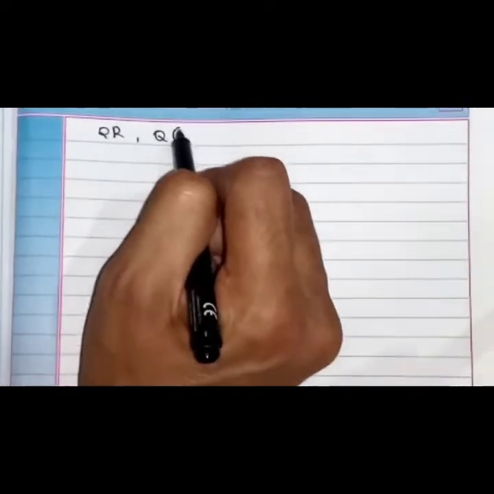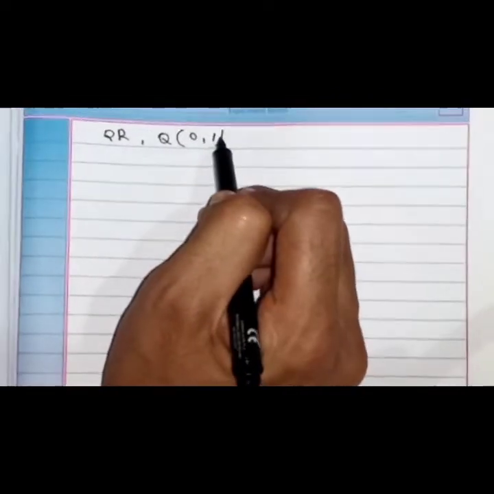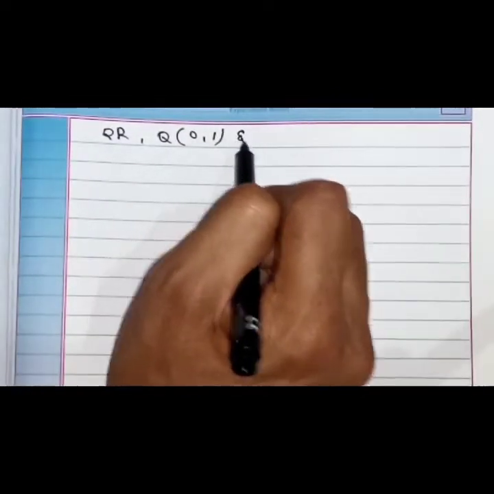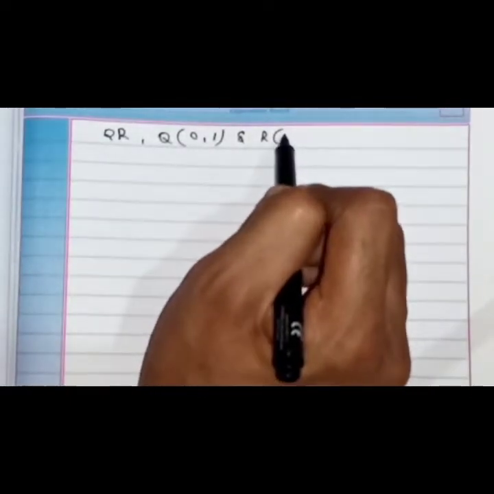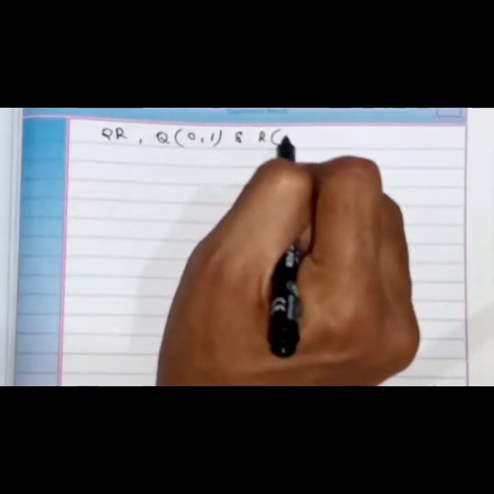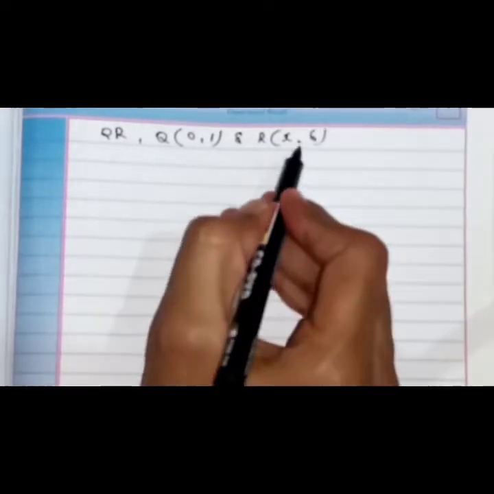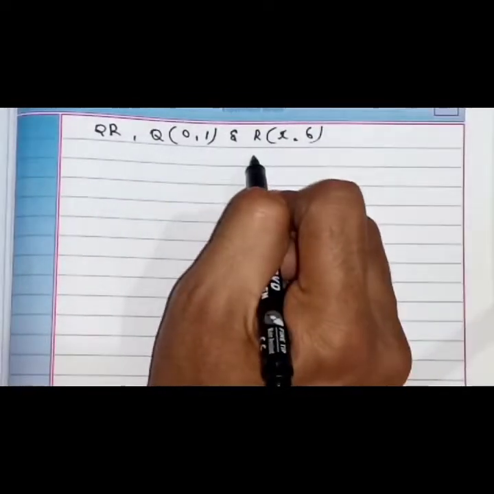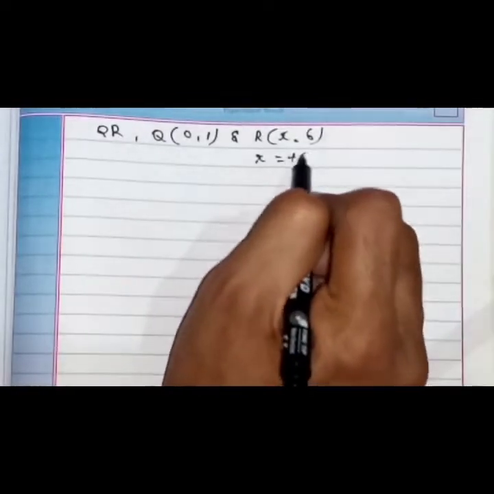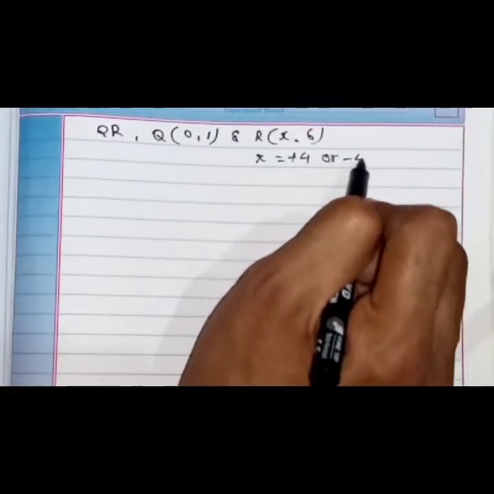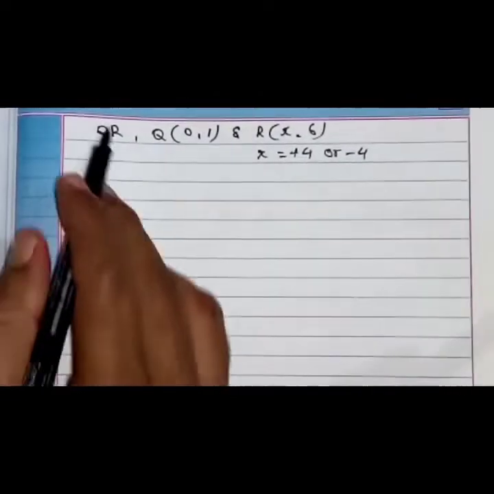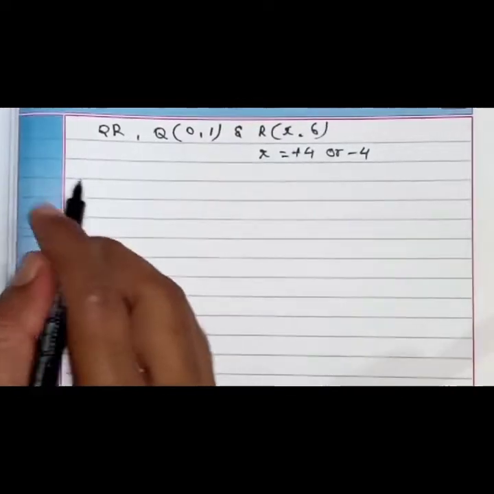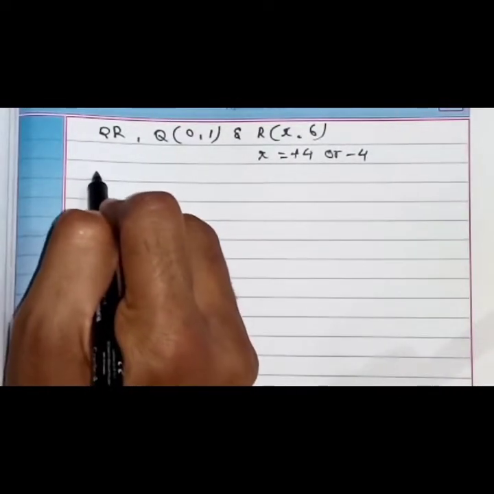So Q of 0, 1 and R of x, 6. Nothing but you have found the value of x here. So now what is the value of x? Plus 4 or minus 4, children. Right, children? Now find the distance between QR. Now, so apply the distance formula. You are about to find the distance between QR.